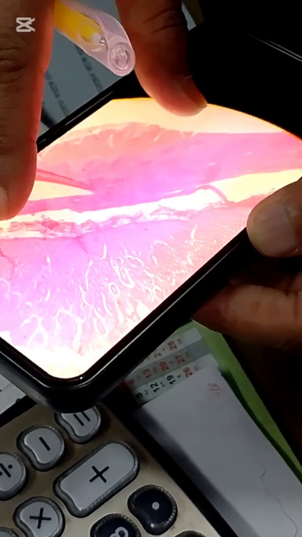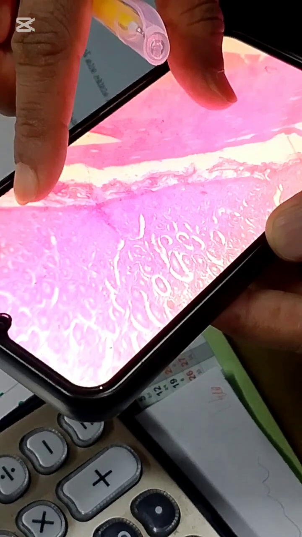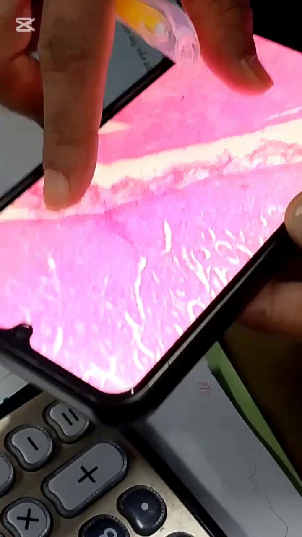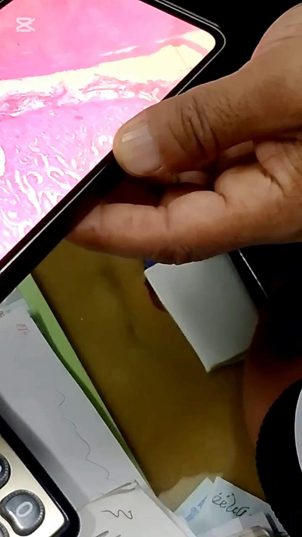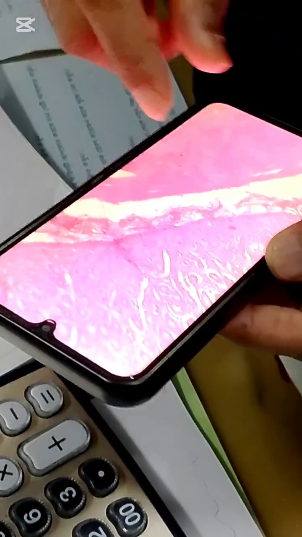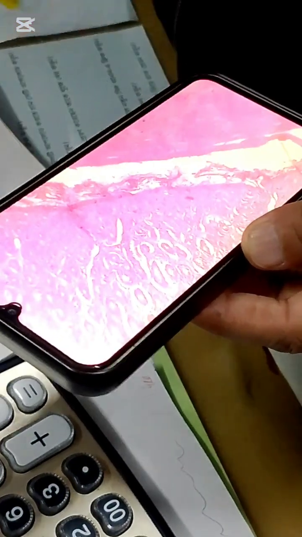You have to zoom the figure and see clearly, okay? Or in the microscope, you change the lens, 4x or 10x. From the 4x, you have to change to 10x to see the figure clearly.